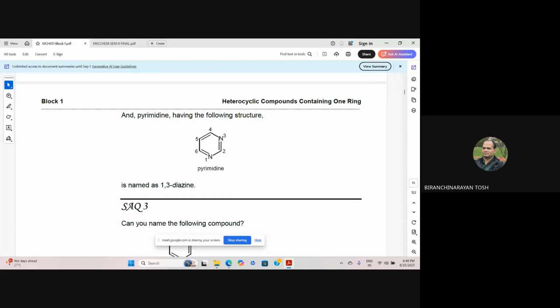This one, 2 nitrogens are there, so it is pyrimidine. That is approved by IUPAC. So in 1 and 3 positions you have nitrogen, so you have diaza, and if it is a 6-membered ring, the suffix will be ine. So diazine, 1,3-diazine. Clear?